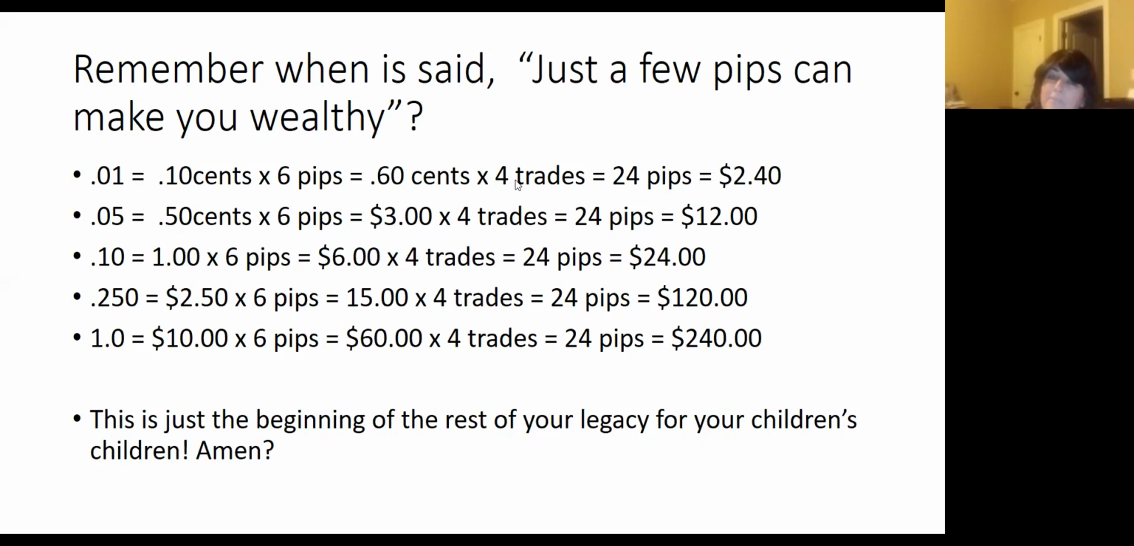And if you did that 4 times a day, that's 24 pips, and that's $2.40. All right? You start with the small things. If you're faithful in the little things, you're going to get the greater things. And then once you've got that down, say you go up to 0.05, which is 50 cents. Now we're trading 50 cents. And if you get 6 pips, that's $3. 4 trades a day, that's 24 pips.